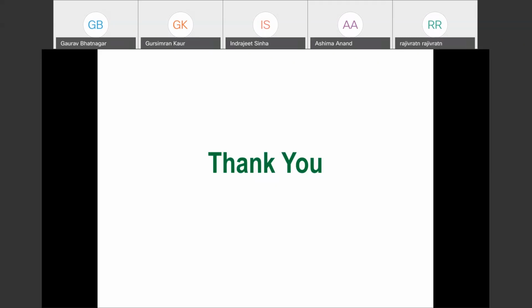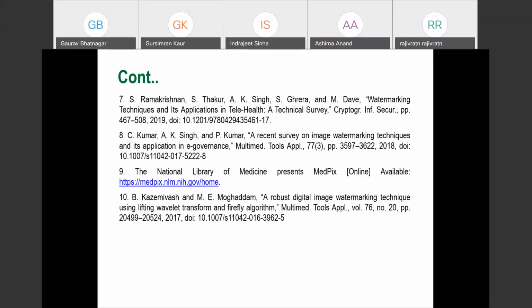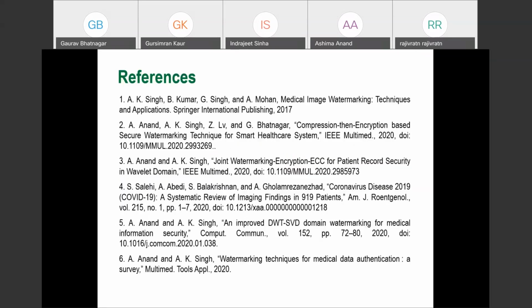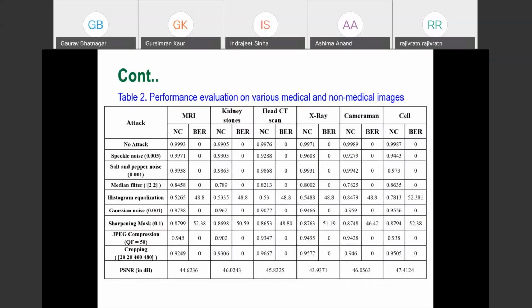Thank you, Ashima. And one more question, Ashima. What kind of images have you mainly focused on, or is your watermark generalized for any kind of medical image, and where are you taking the data from? Ma'am, basically we have taken the data from MedPix, and this is visible in reference number 9. We have tested our technique on various kinds of medical images, including MRI, kidney stone, head CT scan, and X-ray. Apart from the medical images, we have also tested it on non-medical images. So it is a technique for generalized medical images.